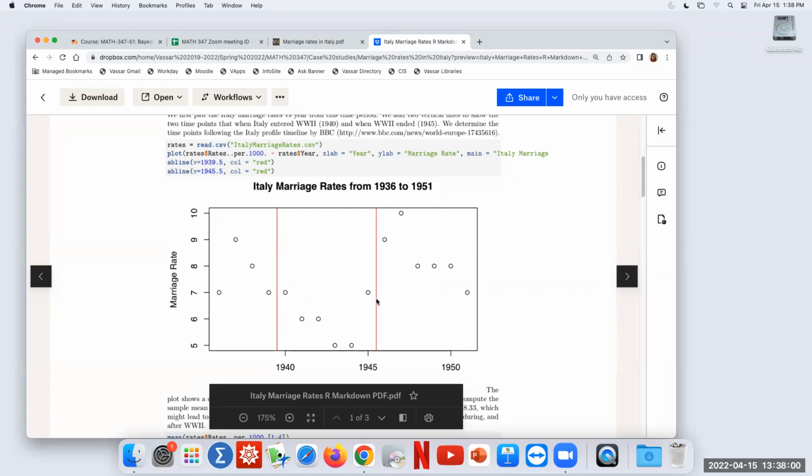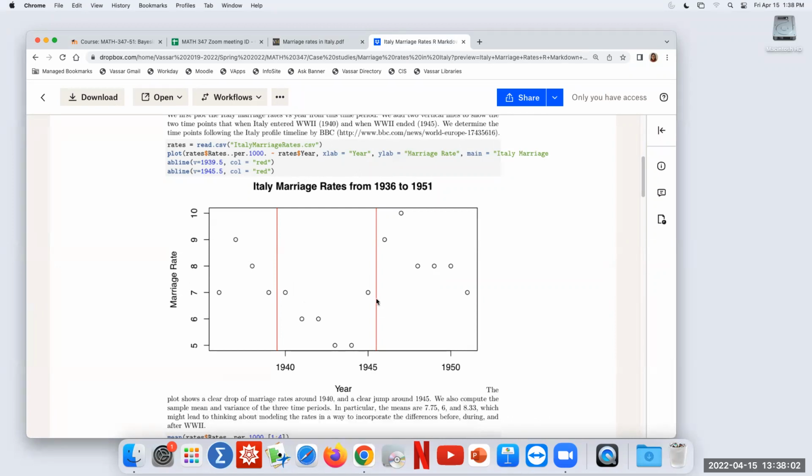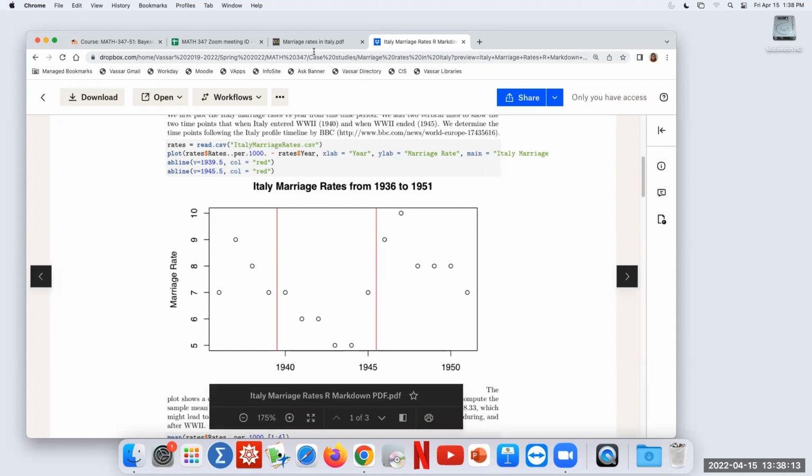Like I said, the data set is pretty straightforward. Once you get the CSV file, it's only two columns: one is the year itself, and the other one is the rate, which is the outcome variable of interest. So I'll just read off those questions.